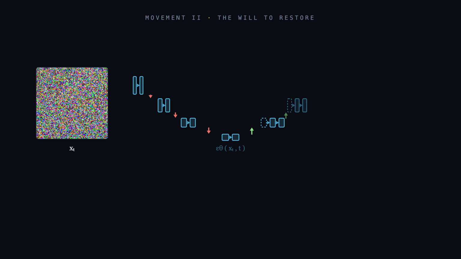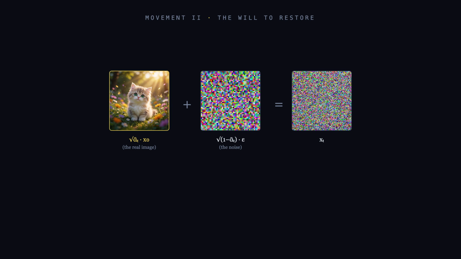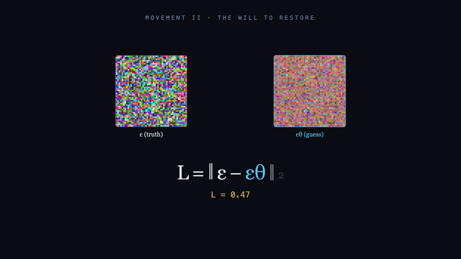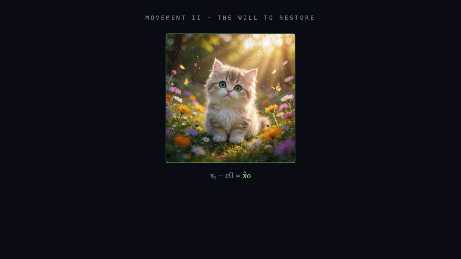Next, we give the noisy image xt and the time step t to the neural network. The network predicts the noise it believes was added. That prediction is epsilon theta. Because we kept the original epsilon, we can compare the two. The squared difference gives us the loss. Training changes the network's weights so that this loss becomes smaller across many examples. Once the network can estimate the noise, that estimate can be used to calculate a cleaner image. This learned prediction is the key part that we need for the reverse process.